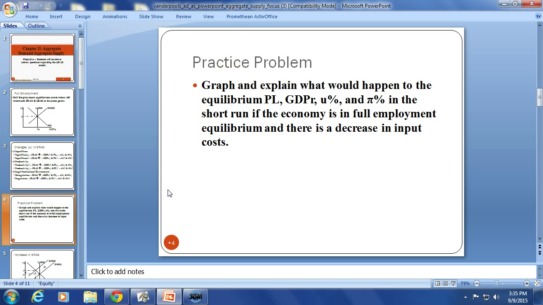All right, so ladies and gents, let's move on to a practice problem here. We're going to graph and explain what would happen to the equilibrium price level, real GDP, unemployment rate, and inflation rate in the short run if the economy is at full employment equilibrium and there is a decrease in input costs.